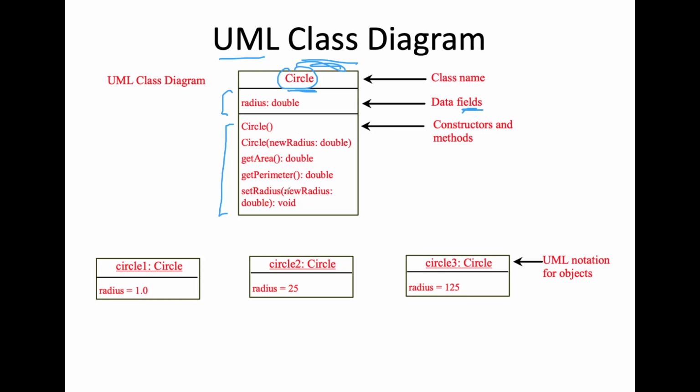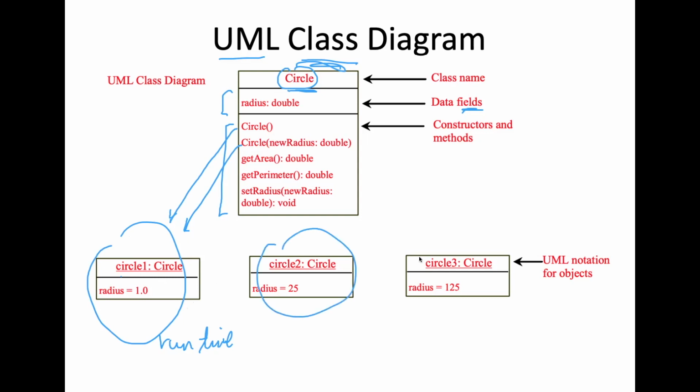But the use of these modeling abstractions helps developers in general to understand the composition of their software at design time. That is, before they implement the software. On the bottom here, you see the object representation. These objects are constructed by way of either this default constructor or this user-defined constructor at runtime. You have three objects, circle 1, circle 2, circle 3, and note the colon separating the class. You also have the runtime value of radius, 1.0, 25 to 125.